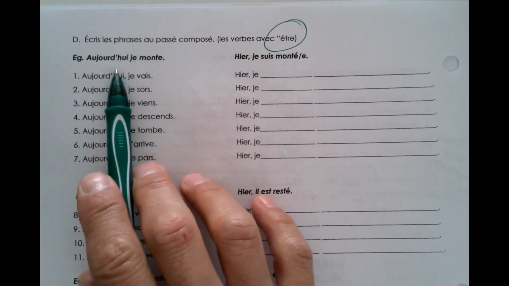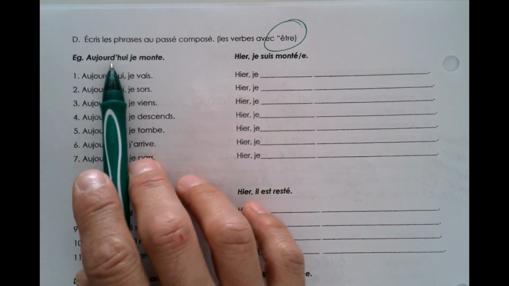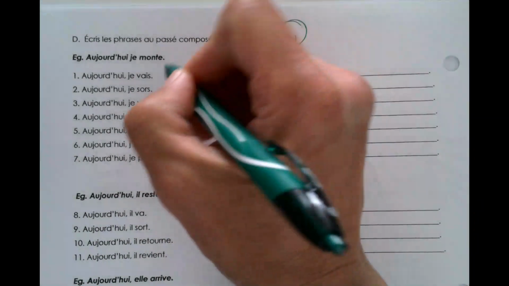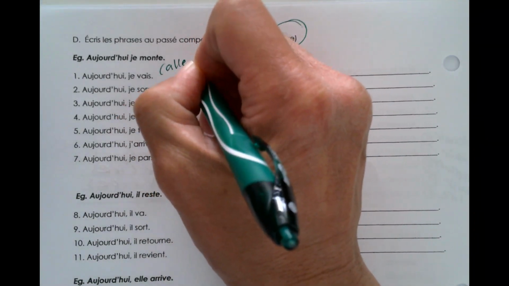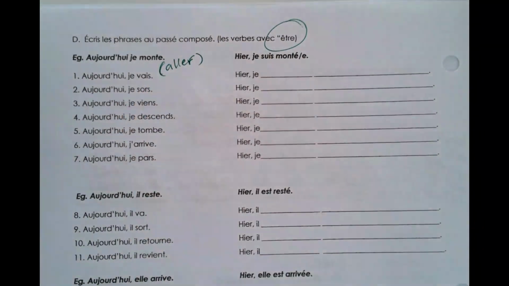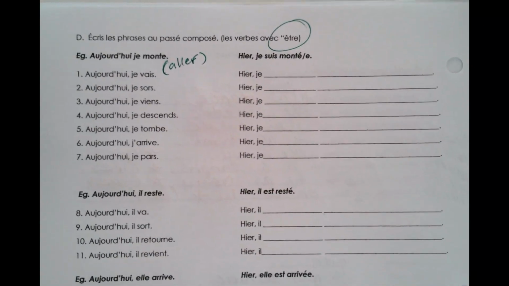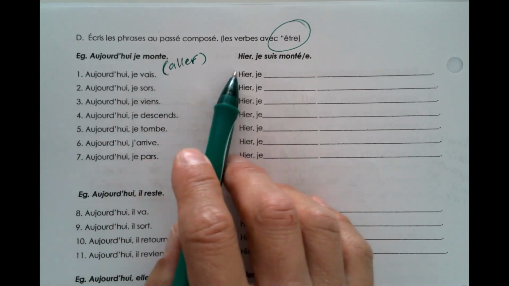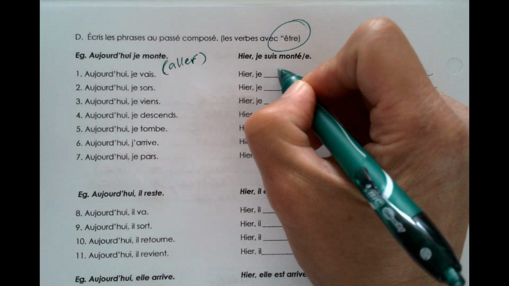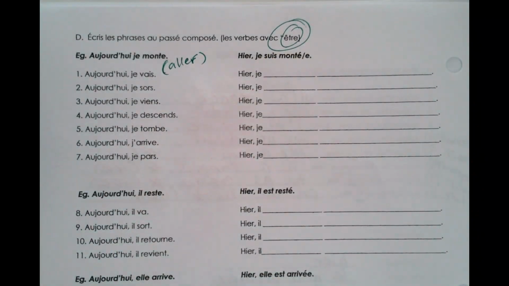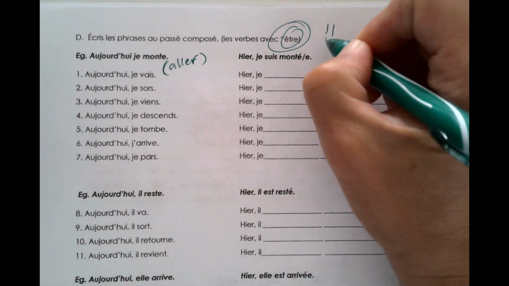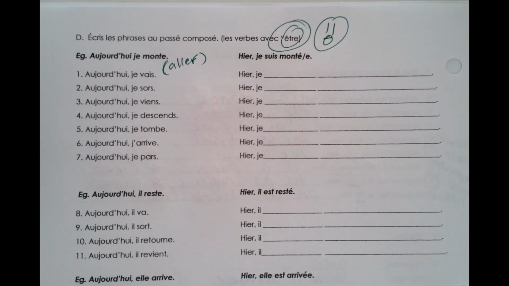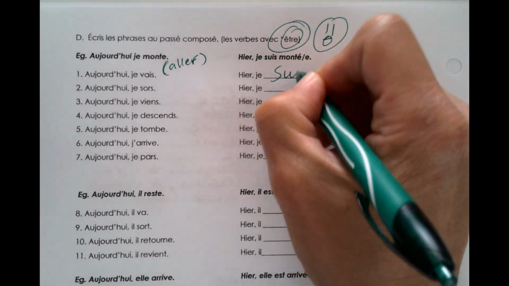So we have aujourd'hui, je monte. Hier, je suis monté. So those of you who probably got this one wrong, well, maybe you didn't. It's the verb aller. Aujourd'hui, je vais. I go. Hier, what is this going to be? It's être, right? It's not avoir anymore. You have to be careful. Je suis.